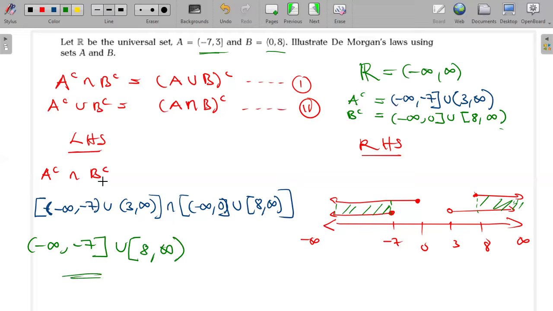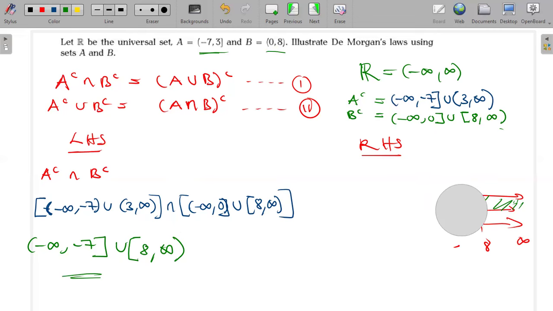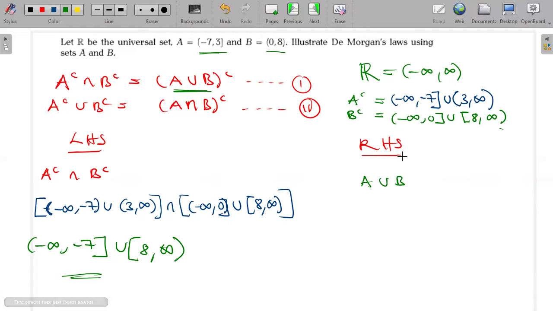Left hand side. Let us now see, are we going to get the same thing on the right hand side if we do the same? So on the right hand side, we start with A union B. So my A union B, or A union B complement is what we have to get. But then we start with A union B. So my A is there and my B is there.